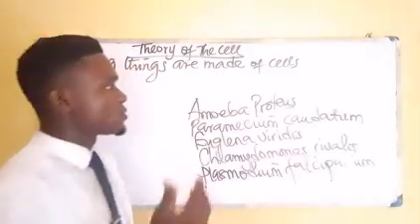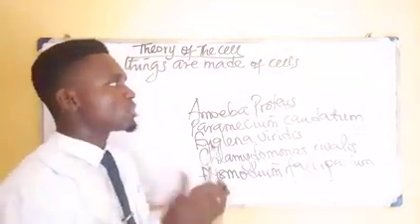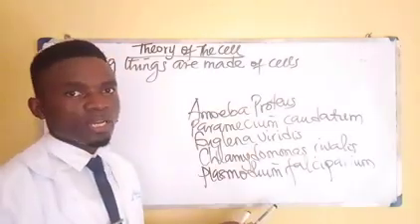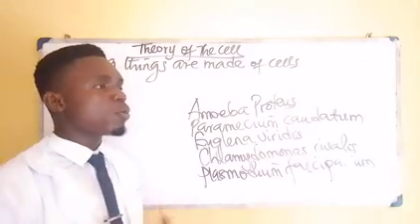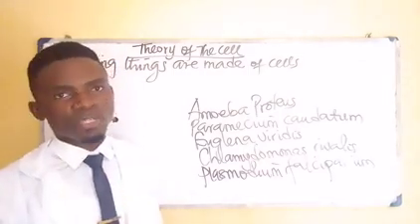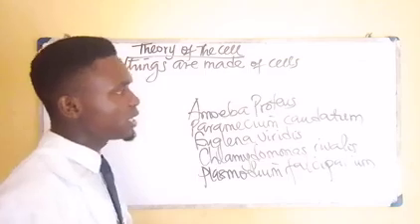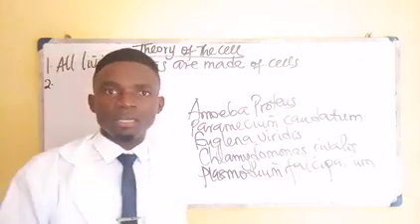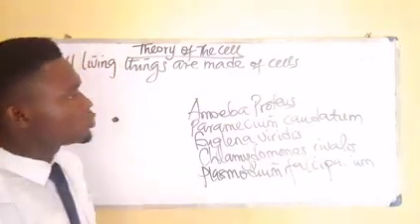Number 5. Some organisms have one cell. We call these unicellular organisms. Examples are these. While others have 2 or more cells, we call them multicellular organisms. Examples are Volvox, Spirogyra, Eudorina, Pandorina, birds, fishes, mammals, all animals. Do you understand? So take note of that.